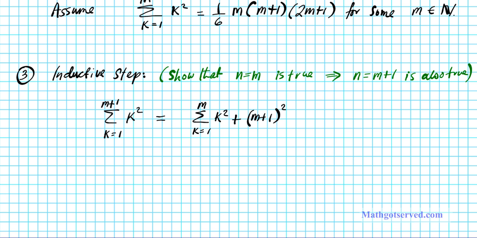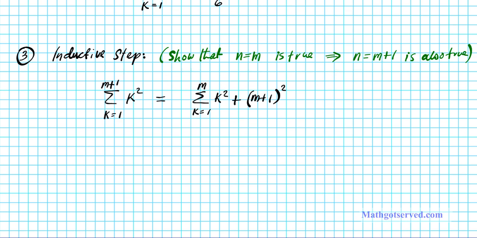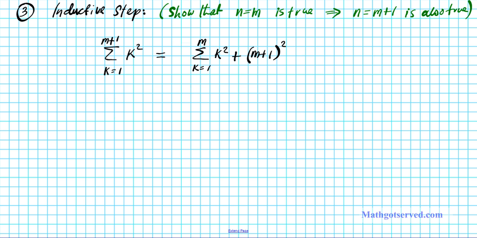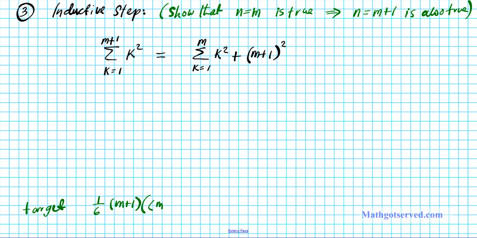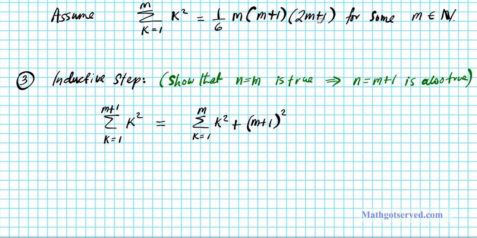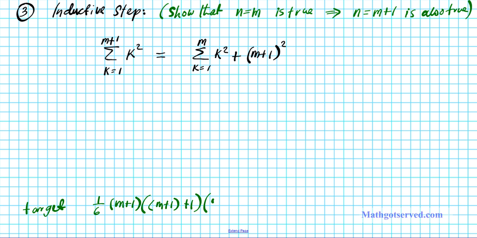Our target is, I'm going to put it down here so as we get closer we can know what we're doing. This is scratch work, okay? So this is my target. This is what I want my final expression to be. 1 over 6, instead of m, I want that to be m plus 1. And then the next one, instead of m plus 1, I want it to be m plus 1 plus 1. And then the last one, instead of 2m plus 1, I want this m to be m plus 1, so it's going to be 2 times m plus 1 plus 1.